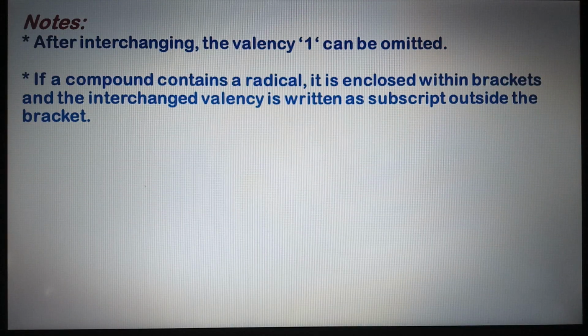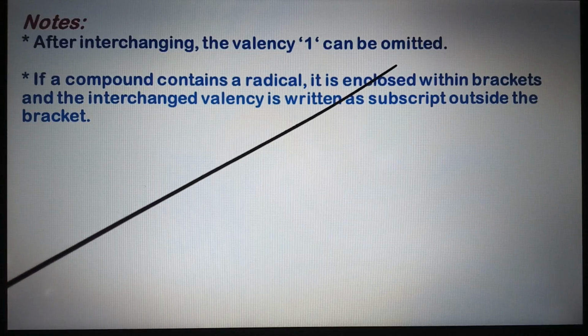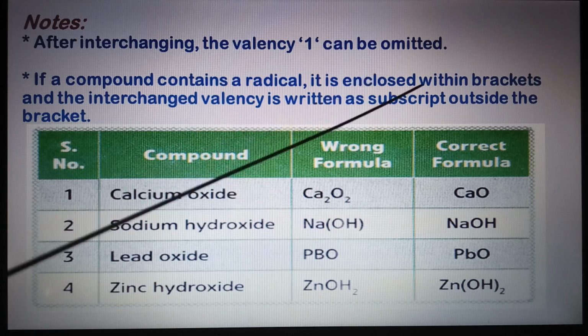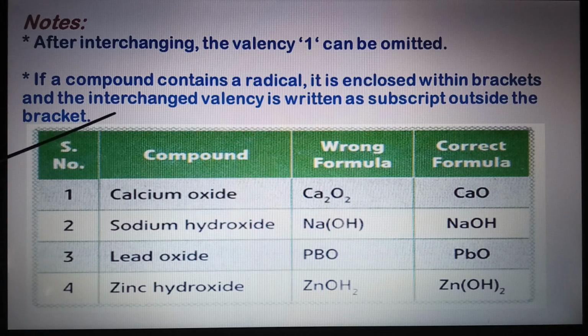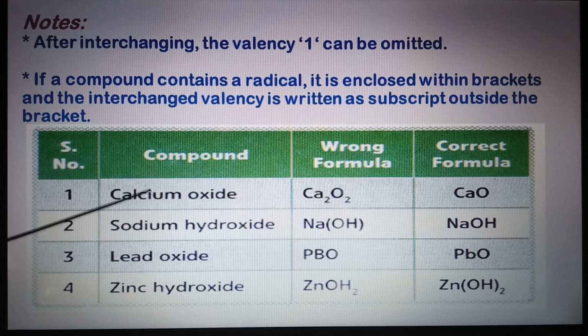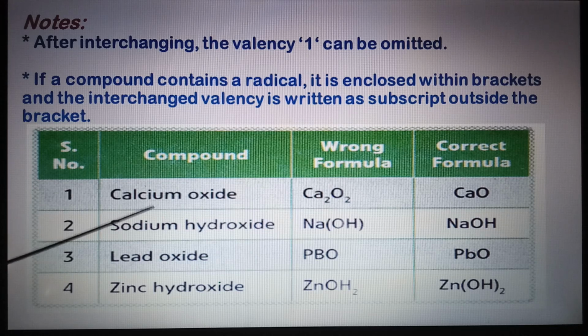Main thing you have to check it out. After interchanging the valency, one can be omitted as we did. If a compound contains a radical, it is enclosed within a bracket and the interchanged valency is written as a subscript outside the bracket. Again, let us see what is wrong and what is correct about these following compounds.